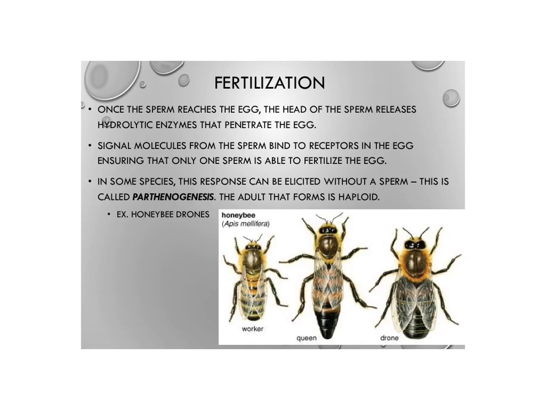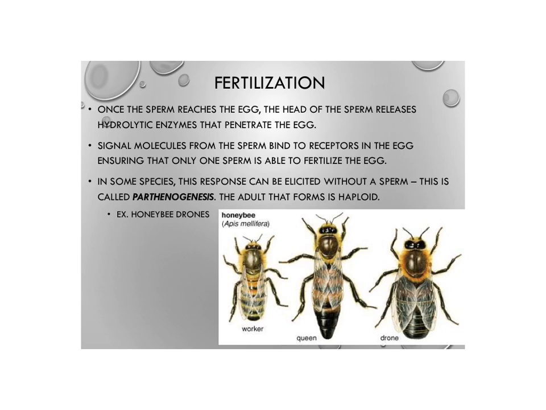The first stage is fertilization. Once the sperm reaches the egg during fertilization, the head of the sperm actually releases some hydrolytic enzymes that allow it to penetrate the egg. Once inside the egg, there's a signal from the sperm to some receptors within the egg that change the actual surface of the egg, that keep it from allowing any more sperm in. And that ensures that only one sperm fertilizes the egg. There's a little chemical reaction that happens.